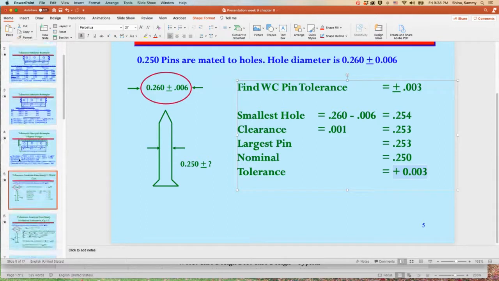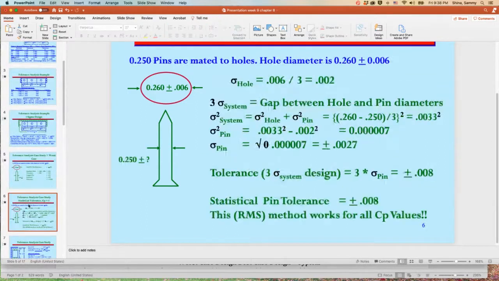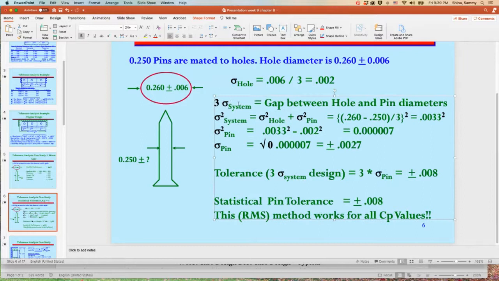Can we do this in a tolerance analysis way? Let's look at it. We can do the same thing. Sigma of the hole is 0.02. Let's assume 3 sigma design. So the sigma of the hole is 0.06 over 3, which is 0.02. The gap between the hole and the pin is 3 sigma of the system.